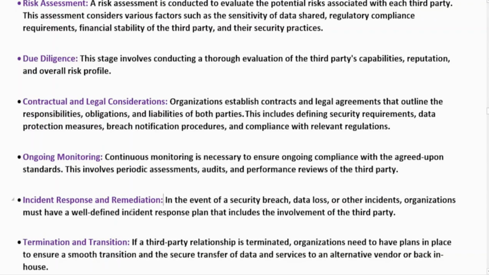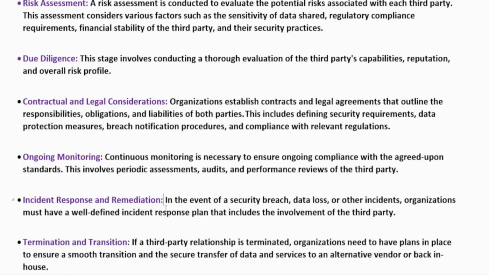In the event of a security breach, data loss, or other incidents, organizations must have a well-defined incident response plan that includes the involvement of the third party. In our example, in the event of a security incident or breach involving the payment processing company, the bank collaborates with the third party payment processing company to investigate the incident, and they also remediate any damages. They have an incident response plan that outlines the roles, responsibilities, and communication channels between the bank and the payment processor.